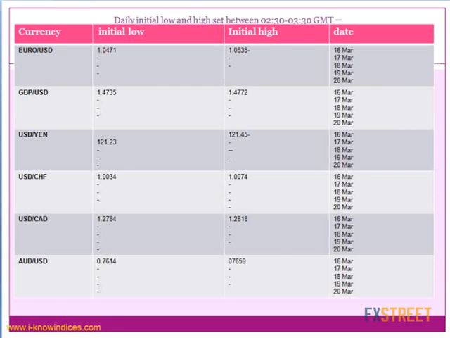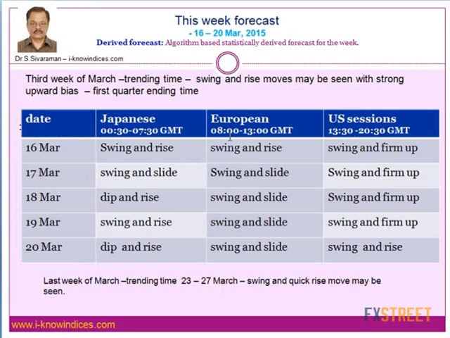But the forecast says that swing and rise moves are expected. So you try to do the buy and sell trade, but buy whenever they make a quick drop, as we have noticed that quick moves are false moves in the market.